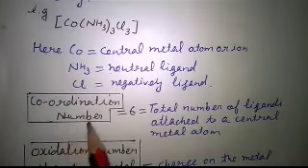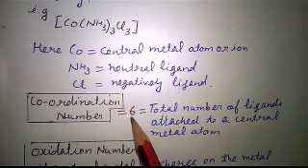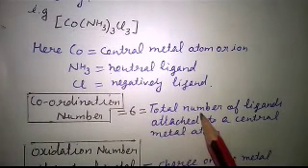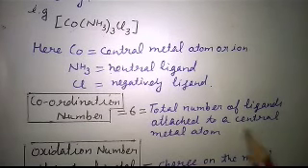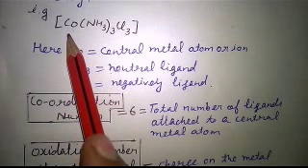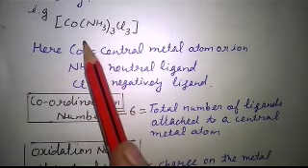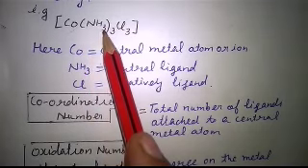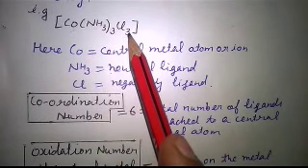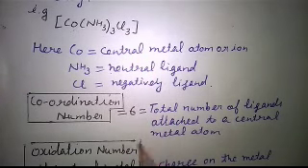Students, now we are doing coordination numbers. In this example, the coordination number is 6. It is equal to the total number of ligands attached to the central atom. Cobalt is the central atom, and there are three neutral NH3 ligands and three negatively charged chlorine ligands. 3 plus 3 is equal to 6, so the coordination number is 6.